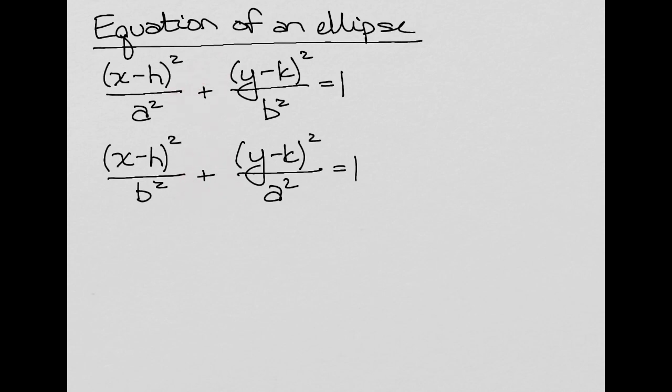That's in both versions. And part of standard form is that we have equals 1 on the other side of the equation. The difference is actually pretty subtle. It's just the location of a as opposed to b, whether a is under the x term or a is under the y term. So you may be saying, how the heck am I supposed to know what a is? And there's actually a really short answer to that question. A is the big one. A is more than b.